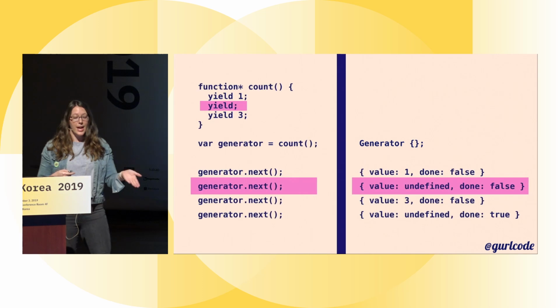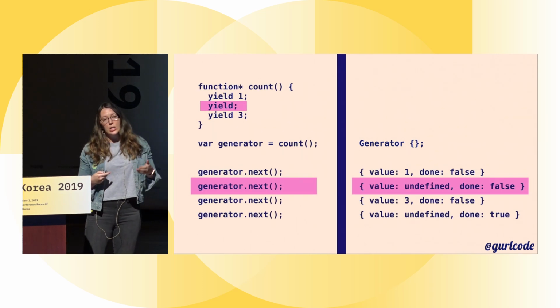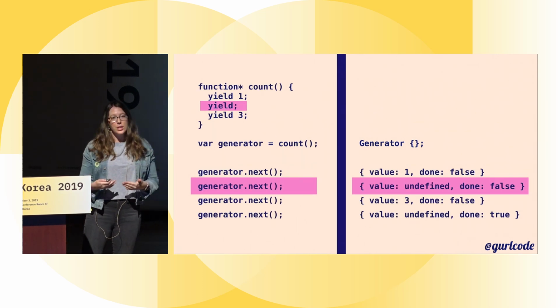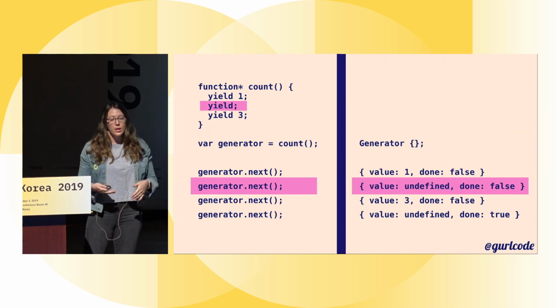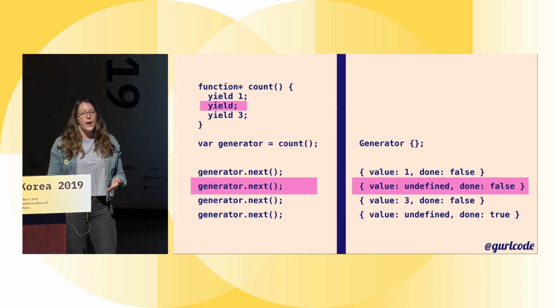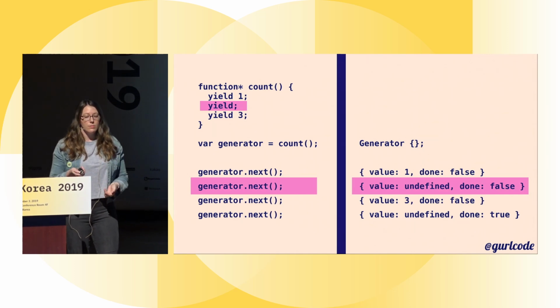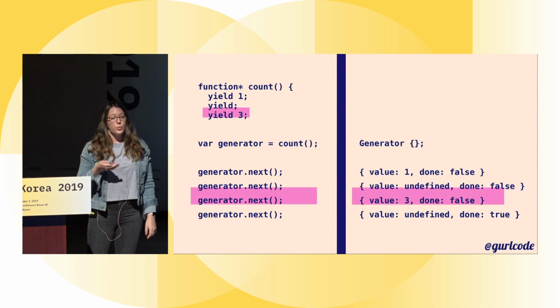Okay, so we're going to call next again. See, now we're not actually yielding a number. You don't have to yield a value if you don't want to. Yield just means pause generally. So in this case, the value is undefined. And again, we're not done yet. So done is false. We call again.